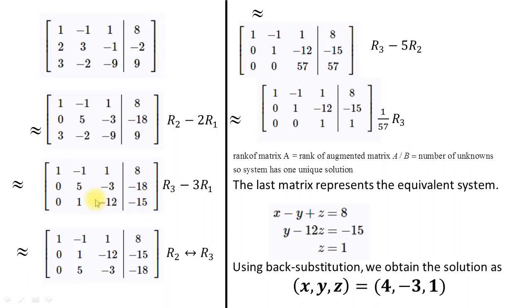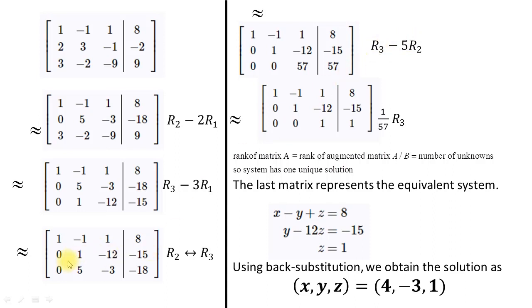Now for the echelon form, we need a 1 at the diagonal. So for this purpose, interchange the second row and the third row. We obtain the similar matrix: 1, minus 1, 1, 8; 0, 1, minus 12, minus 15; 0, 5, minus 3. Now subtract 5 times R2 from R3.